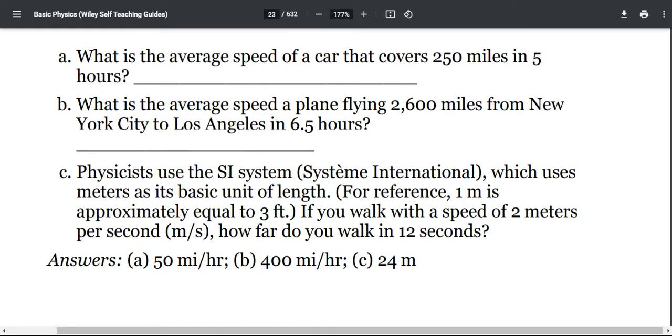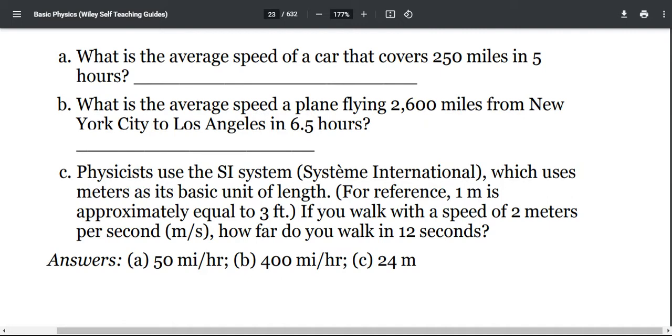Here, 1 meter is approximately equal to 3 feet, because physicists use the SI system, System International, which uses meters as its basic unit of length. So if you walk with a speed of 2 meters per second, how far do you walk in 12 seconds? So speed is 2 meters per second and our time is 12 seconds.